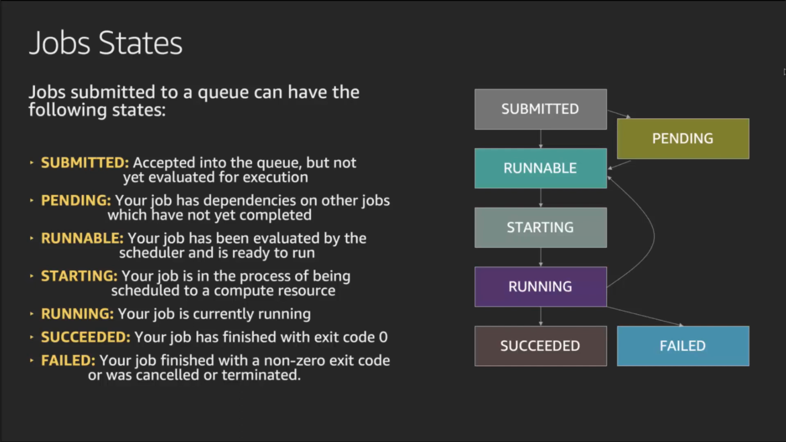Once your job finishes, it will either exit with a code 0, which means succeeded, or if it has a non-zero exit code, that means the job was canceled or terminated, or something failed there. So that's essentially the life cycle of a job within AWS Batch.